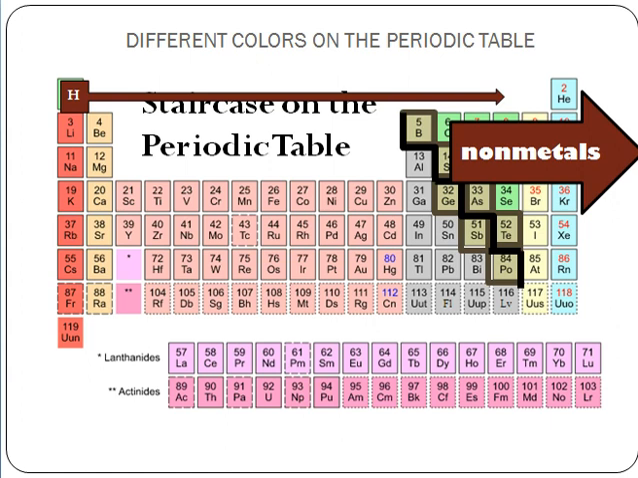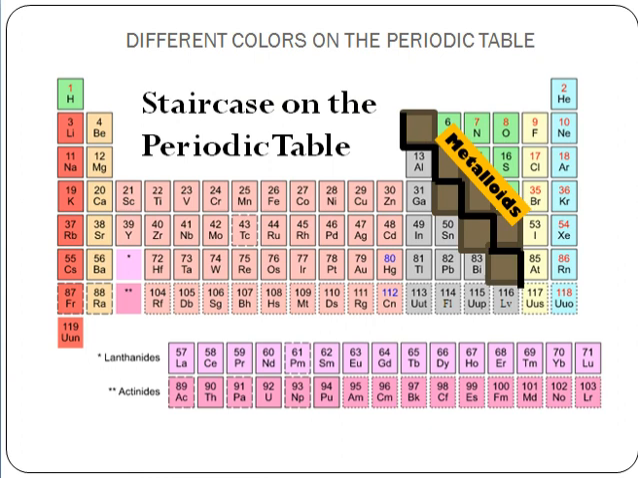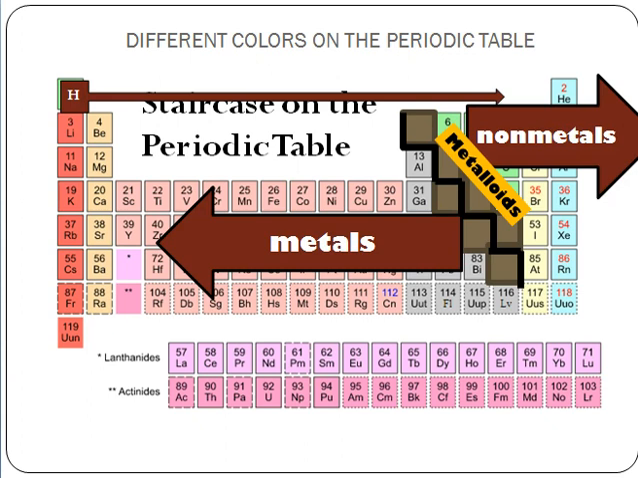And then there are the elements on the staircase, which we call the metalloids. In some texts, they call them semi-metals, but I call them the metalloids. And they behave like metals and like nonmetals. Like, for example, silicon, it conducts electricity, but it still also behaves like a nonmetal too. Again, that's how it is organized. The staircase separates the metals from the nonmetals.